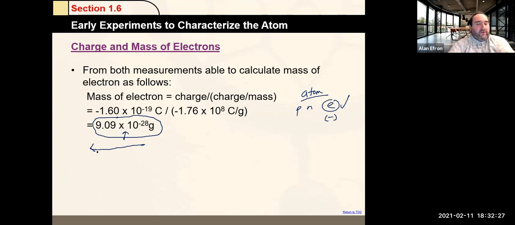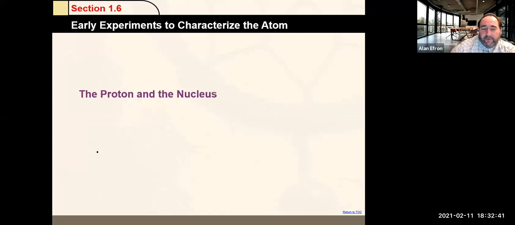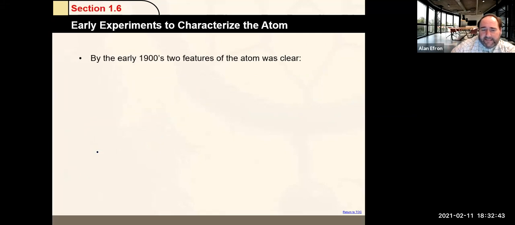So now that we have our identification of one of the important parts of the atom, we're going to focus on some experiments that helped us understand the other parts of the atom. So we're going to move to the proton and the nucleus next.